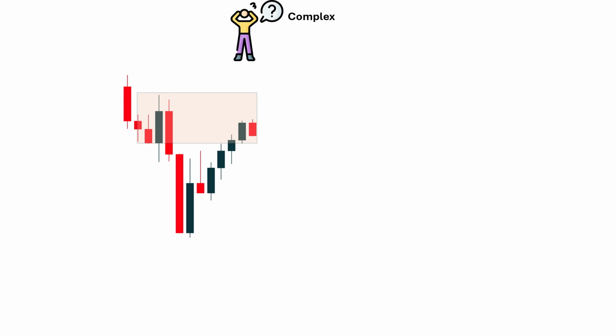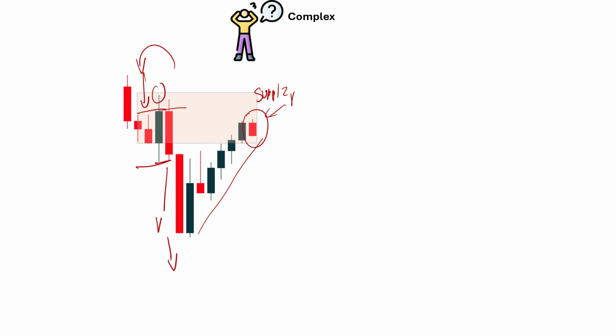So let me touch on this complex one here. It's not very complex. Let's just say we have a manipulation to the upside because the bullish candle manipulated this bearish candle here. And then we can see a series of bearish candlesticks. Then we have a supply zone, and then we wait here. This is a rejection candle. And then you wait for the market to go to the downside.